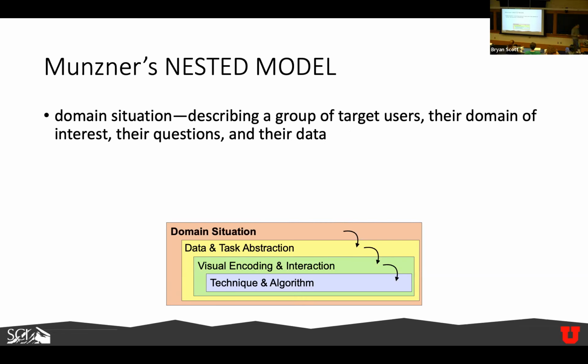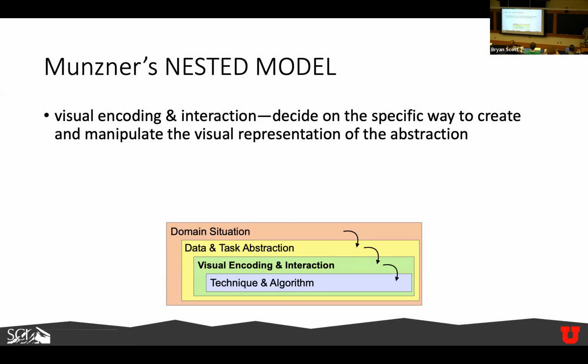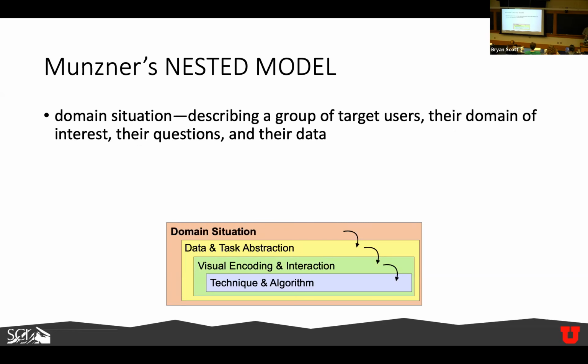Okay, so let me go through these. Okay, so the first one of these is the domain situation. So this is really figuring out what you're trying to target and what the domain of your problem actually happens to be. For most of you, this is going to be predefined. For most of you, it's predefined because you have a scientific field already, and so that's great. You're not going to have much to worry about here.